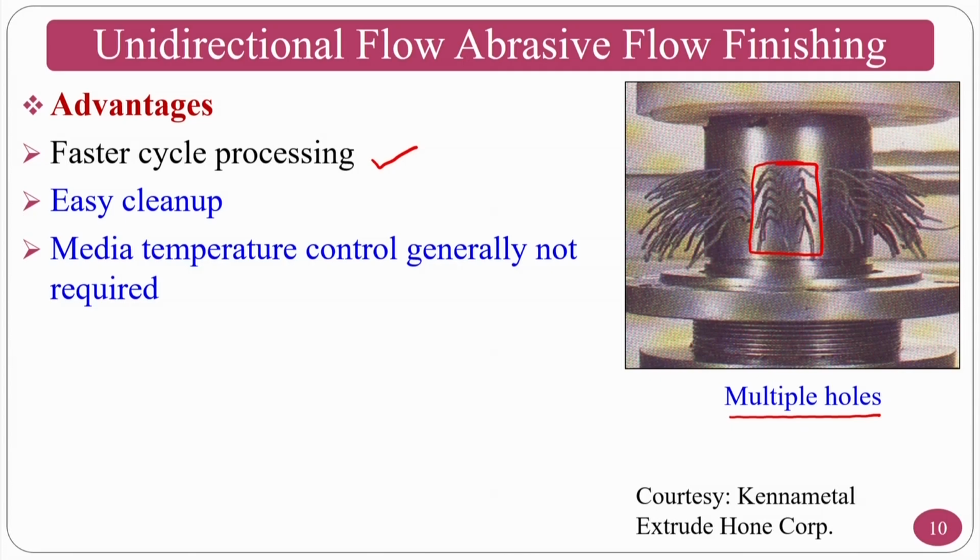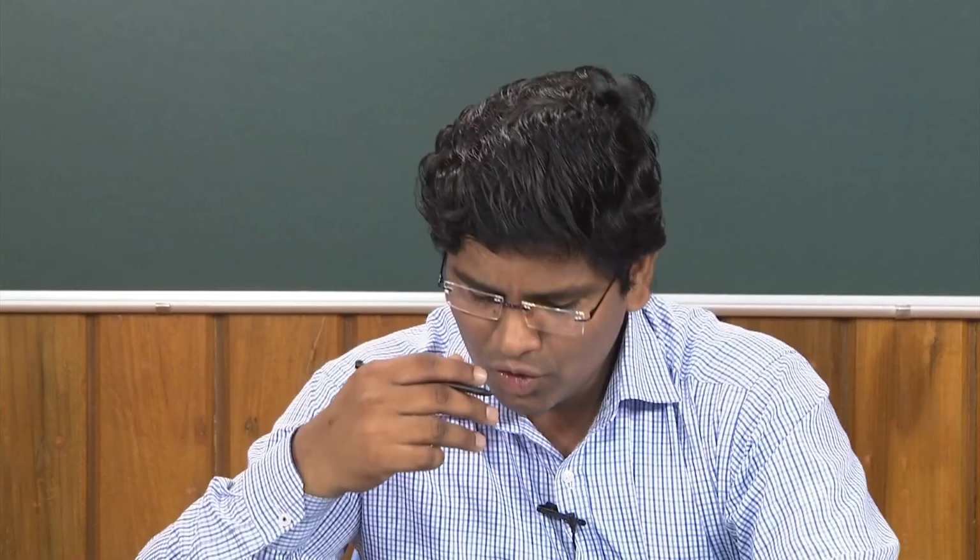Medium temperature control is generally not required because here the medium comes out in one go, so there is no requirement for any temperature controlling unit. As I said, if you go for many reciprocations, as in the basic type of abrasive flow finishing process called the two-way abrasive flow finishing process that you saw in the previous lecture, the medium is reciprocated in two ways. That we will see in the next slide.